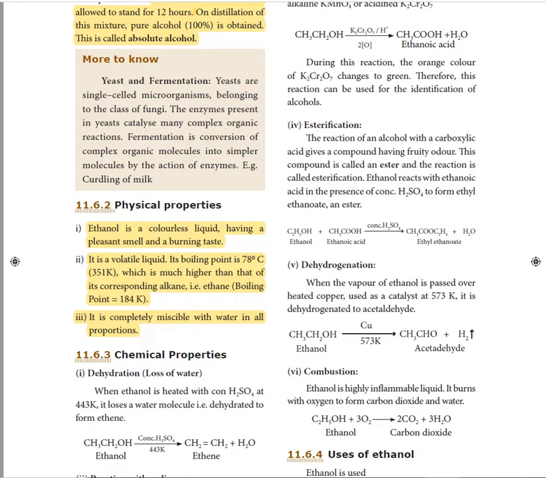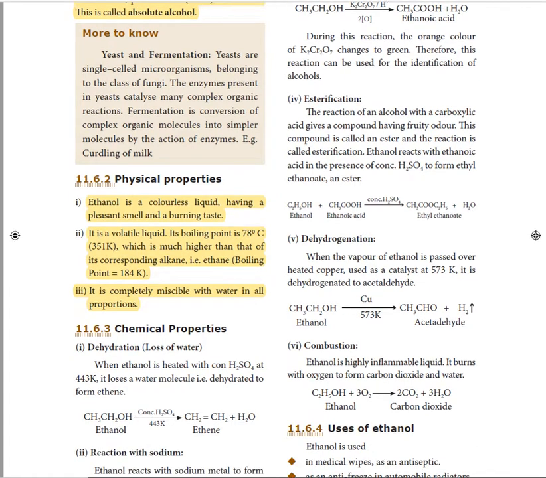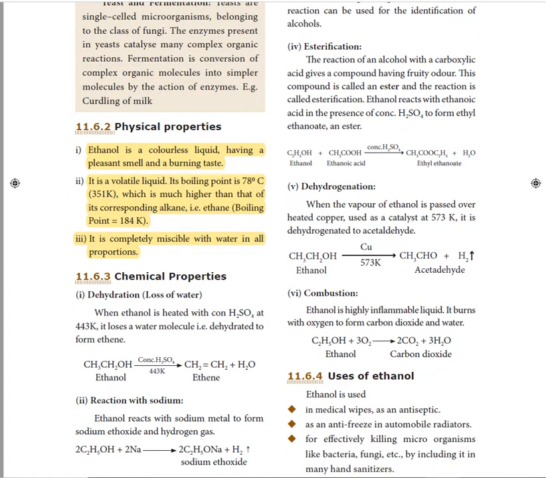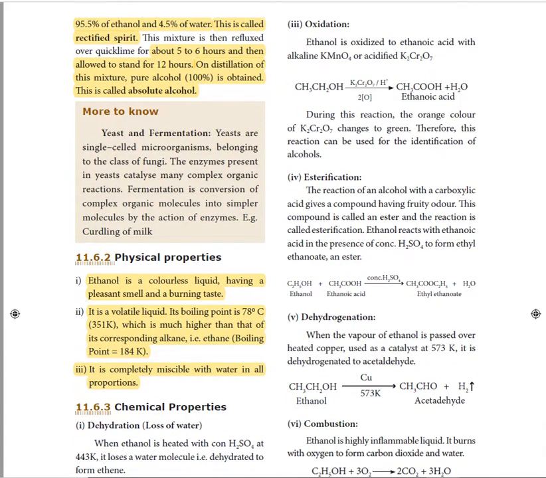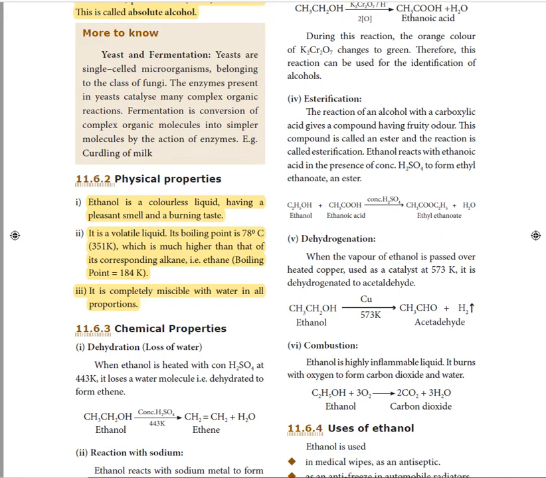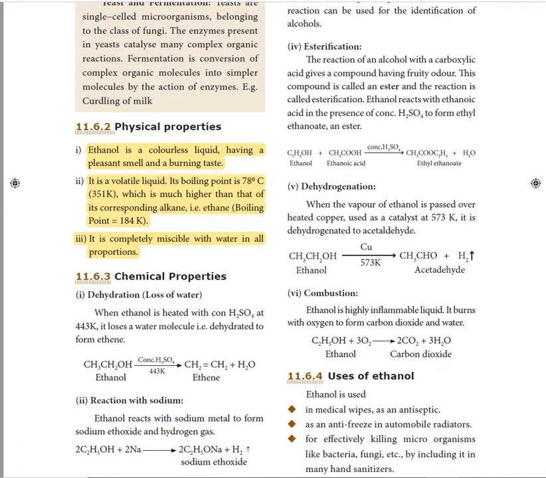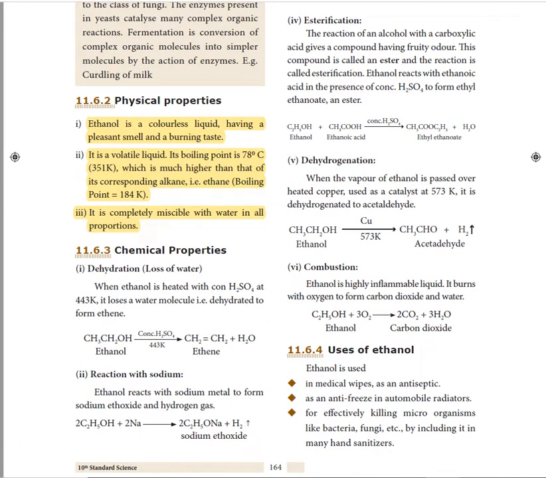Chemical properties. For us, 6 properties are given: dehydration, reaction with sodium, oxidation, esterification, dehydrogenation, combustion. In this, oxidation and esterification are both very important and we are going to discuss all of them.